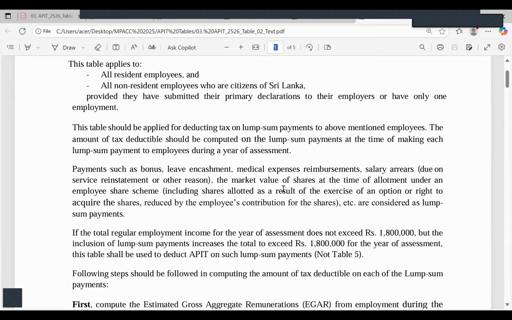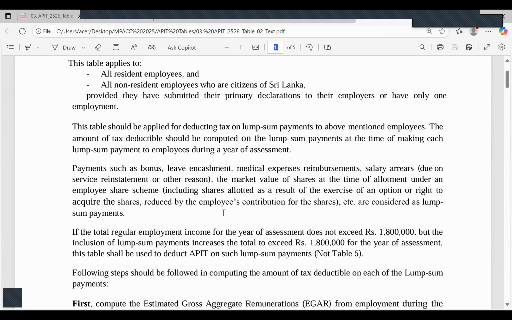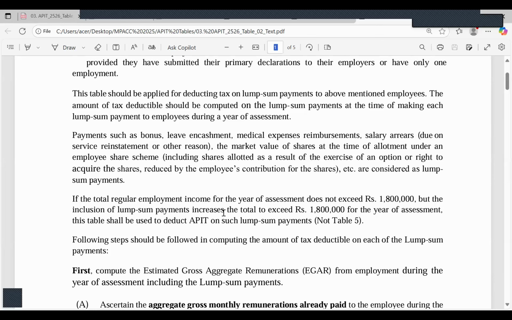So what are the lump sum payments? Payments such as bonus, leave encashment, medical expenses reimbursement. That means payments that are not received each and every month. Salary arrears. So for this kind of income, we are using table 2.